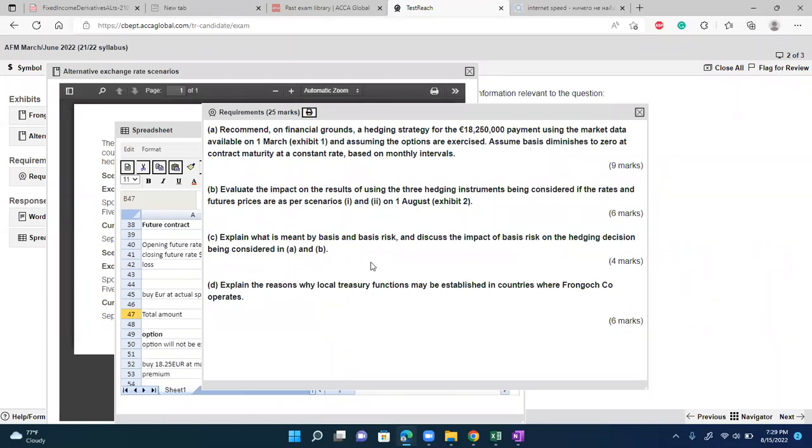And if you have knowledge of the laws and the tax, you can better control tax and law related issues. So you can give these three to four reasons why local treasury functions may be established in countries where the company operates. You have to write the advantages of the local treasury. So it's a request, guys, do solve this question again so that you have a better understanding of the answer.